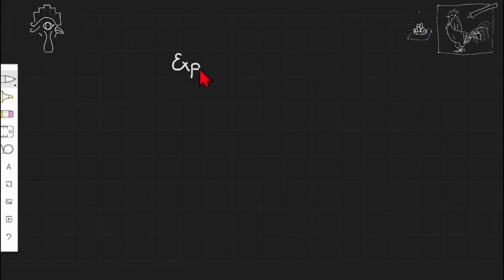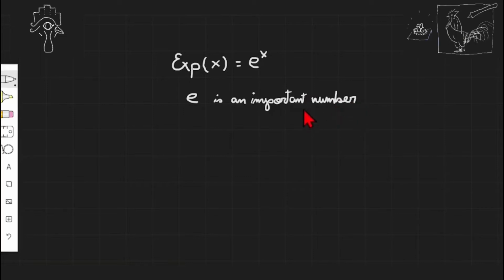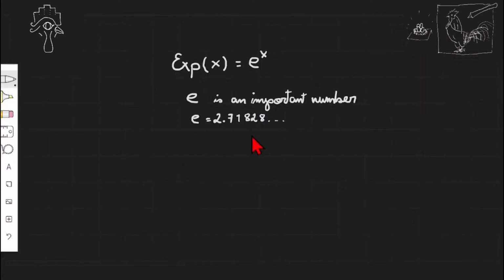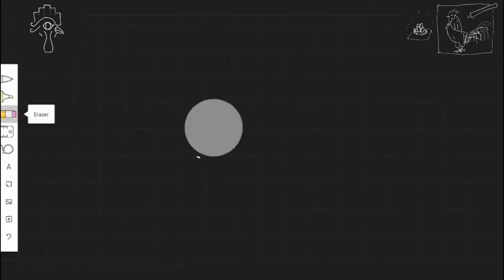The exponential function is given by this formula, and it means the powers of a number e, which is one of the most important numbers in math. Similar to pi, it is an irrational and transcendental number, and is close to 2.71828, and it goes on. It was named after a mathematician called Euler, who appeared on the 10 Swiss franc, and it can be motivated as a way to calculate instant interest.